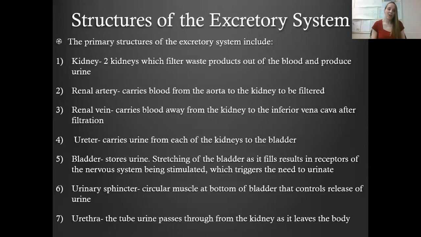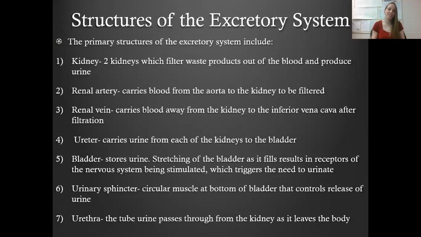Then we have the renal artery. Renal just means kidney. So the renal artery carries blood from the aorta to the kidney. And then the renal vein carries blood away from the kidney to the inferior vena cava of the heart. Anytime you have something that's an artery, it's going away from the heart. So in this case, away from the heart towards the kidney. Anytime you have a vein, it's going back towards the heart. So the renal vein is away from the kidney towards the heart.